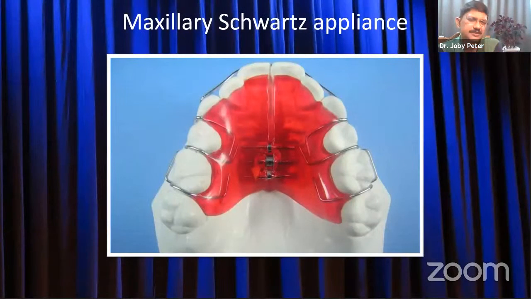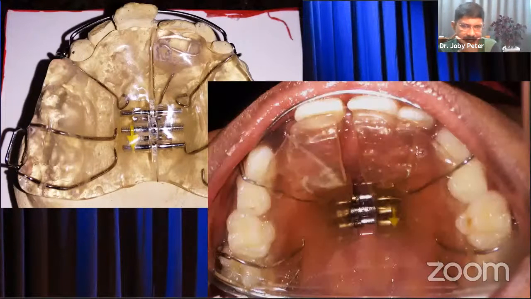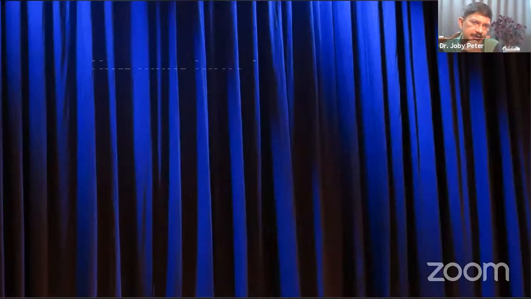The most common thing I use, around 70 to 80% of cases, is the slow Schwartz expander. This is my favorite. One of the favorite appliances I use is the slow Schwartz expander, which is a Roberts retractor. Many conditions I can manage with this appliance. Patient compliance and cooperation is very important for this appliance. Expand the arch, provide the room. If the maxilla is expanded, the mandible will follow.